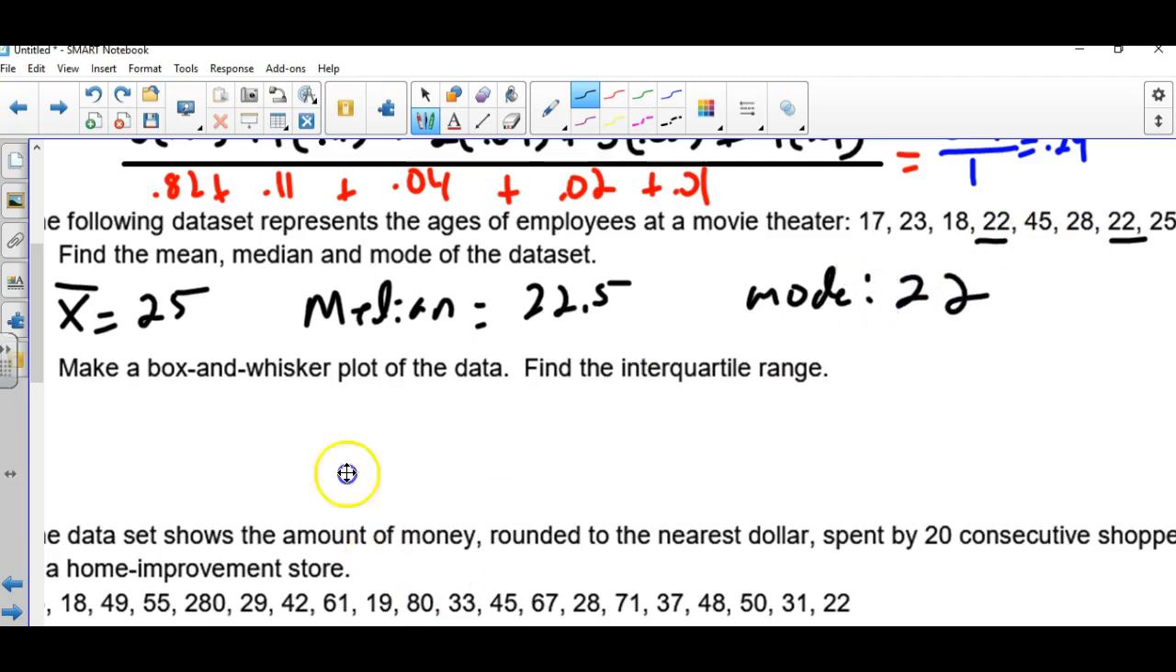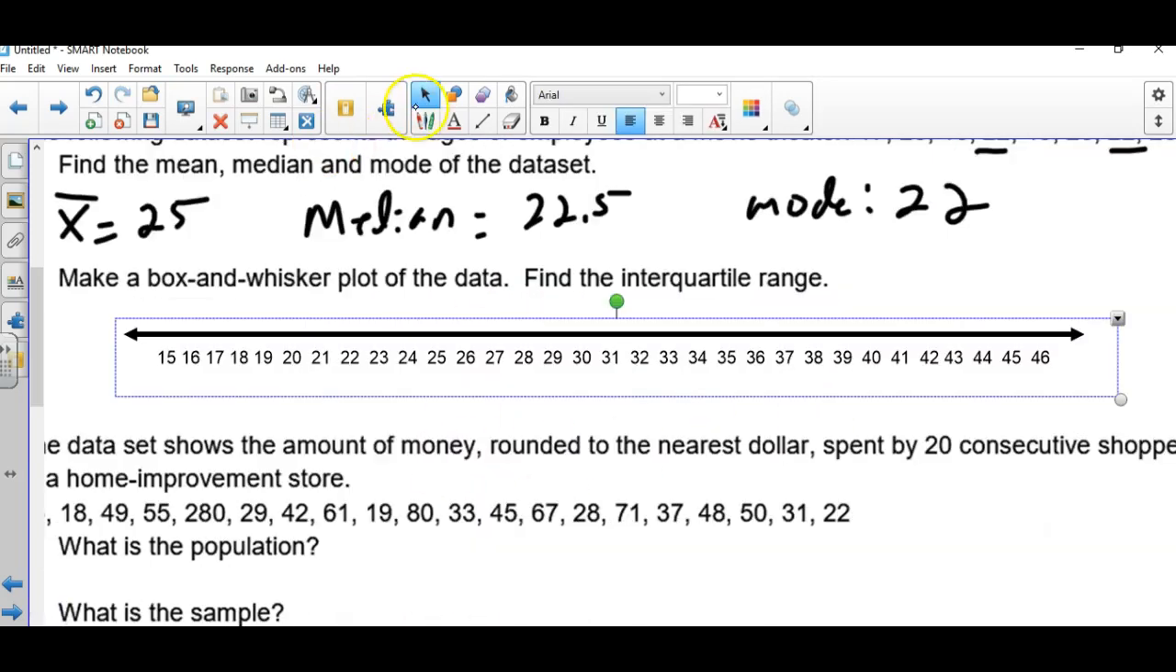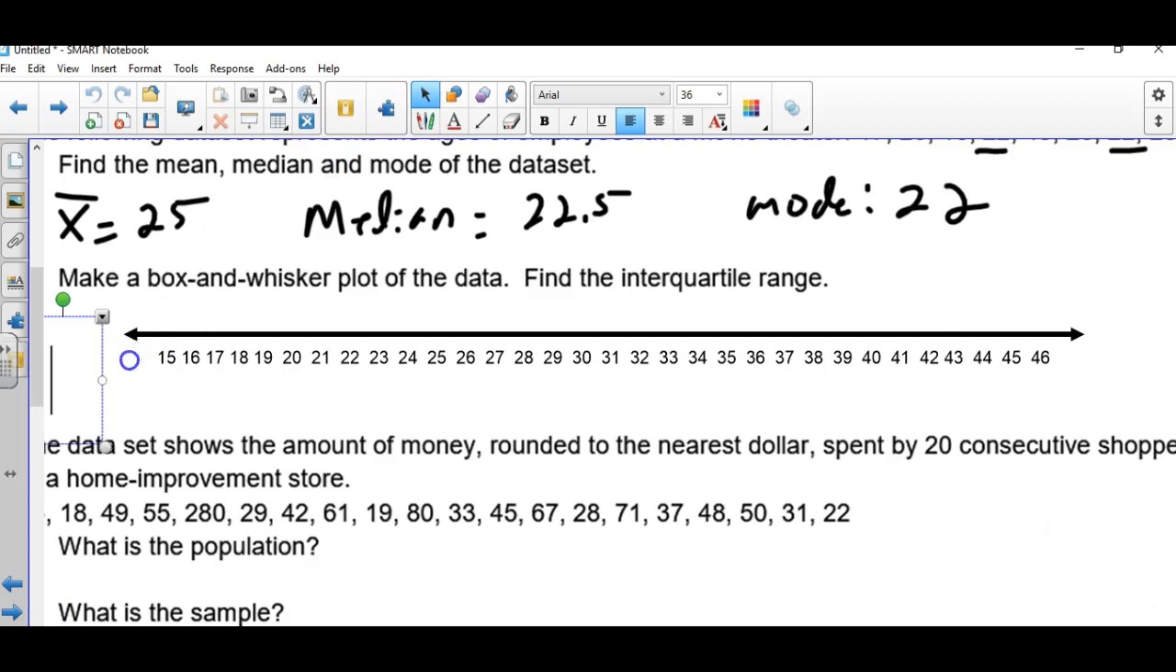Now this next question says make a box plot and find the interquartile range. So let's go ahead and make a number line real quick. We have 17, so I'm starting at about 15 and working up to about 45. It's going to be a long number line. Bear with me. All right, so I put my number line on here. Now let's go ahead and make our box and whisker plot.